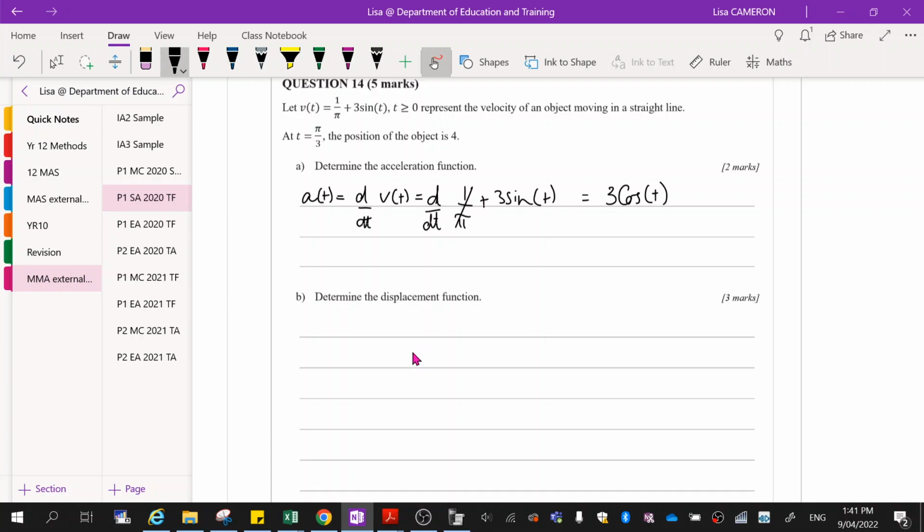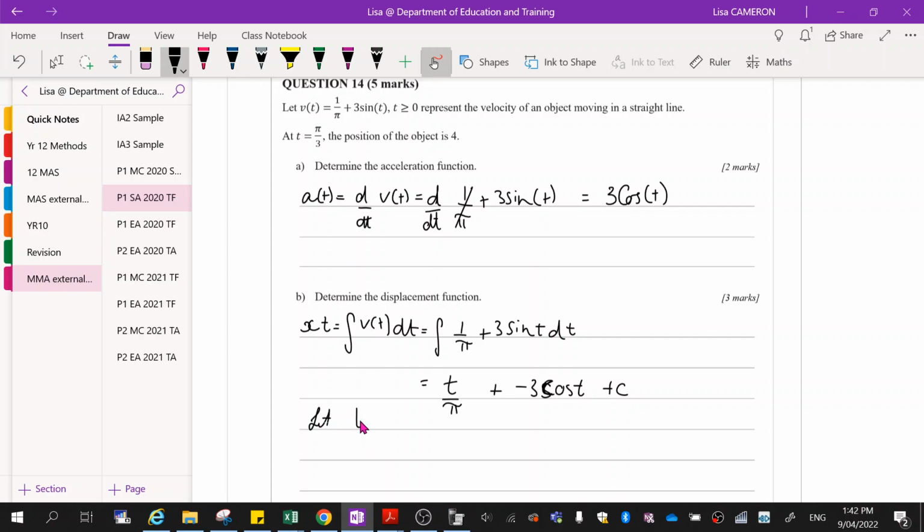If we want to determine the displacement function, that means we're going to integrate. So x(t) is equal to the integral of v(t) with respect to t, which means I'm going to be integrating 1 over pi plus 3 sine t dt. Okay, so when I do that, I'm going to end up with t over pi for our first part. Now, the sine is going to go the opposite way, so it's going to become minus 3 cos t plus c.